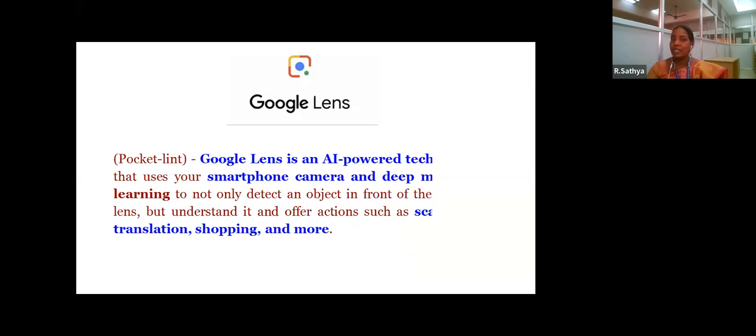And you can also translate. Suppose you do not know Hindi or other languages, you just take the picture of that and you can immediately translate it into whatever language you know.